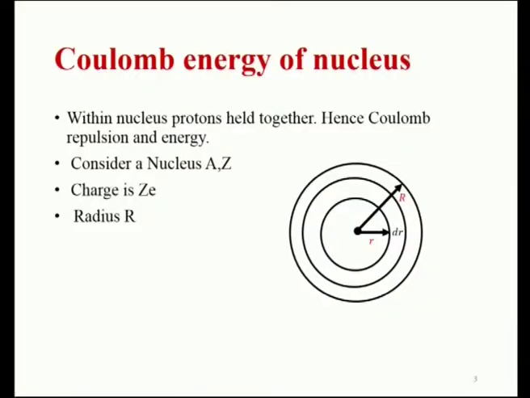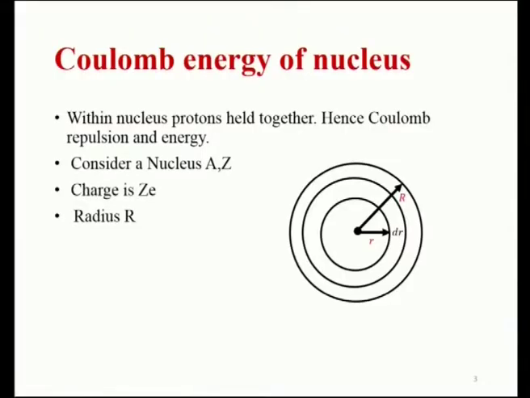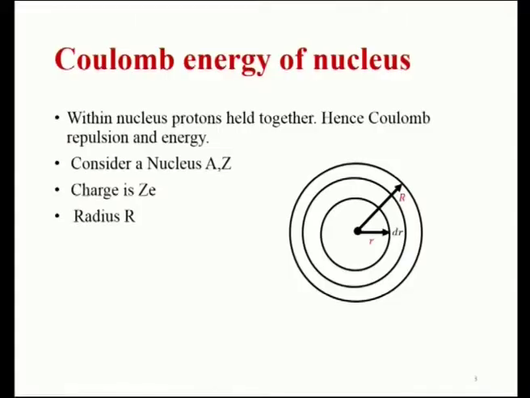So, consider a nucleus of mass number A and atomic number Z. The atomic number decides the number of protons and therefore the total charge. So, the charge will be Ze. What is that e? e is the electronic charge, and of course the proton has the same charge as the electron. So, the charge is Ze. R is the nuclear radius.